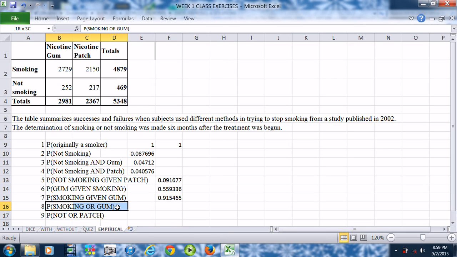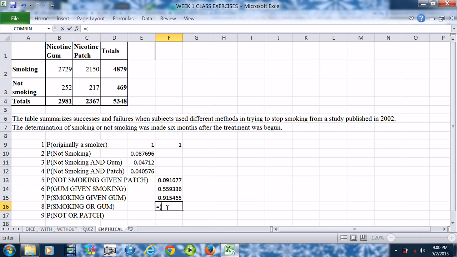Now let's look at some OR problems. Recall that OR problems require use of the addition rule. So we're going to need to add. So here we want the probability of smoking or use the gum. So of all those who were smoking, we see there are 4,879. All those who used the gum, we have 2,981. But notice when we add all those who are smoking with all those who used the gum, we counted this 2,729 twice. So we would need to subtract that out.